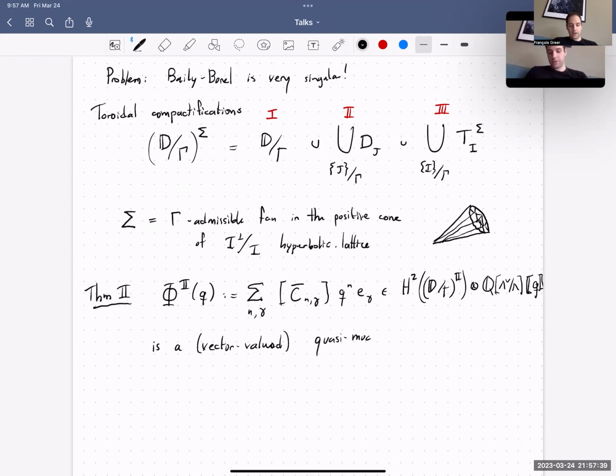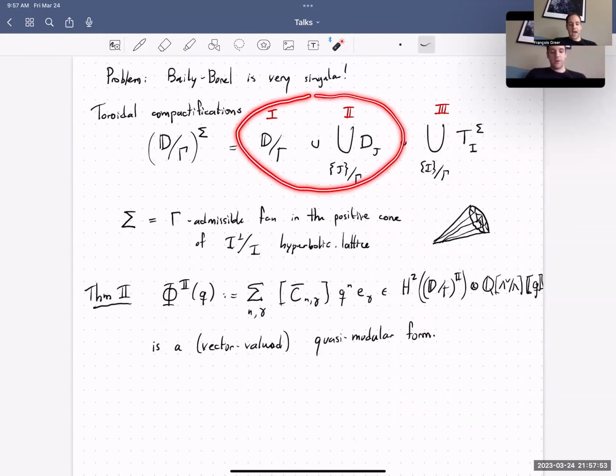Okay, so I should say, what do I mean by this? D mod gamma 2 just means I take the partial compactification where I've just taken the first two pieces of this stratification. So I'm taking the interior and then adding in all the boundary divisors of type 2, these divisors indexed by J, and I'm leaving out the worst type, so this type 3. All right, and so if I do that, I end up with a quasi-modular form.